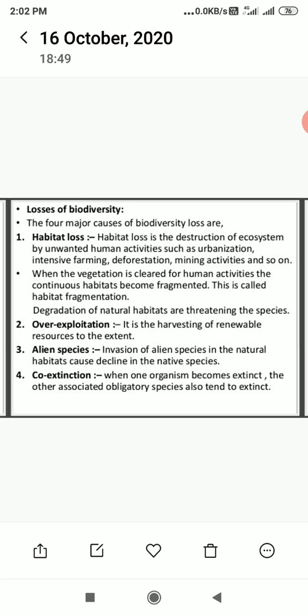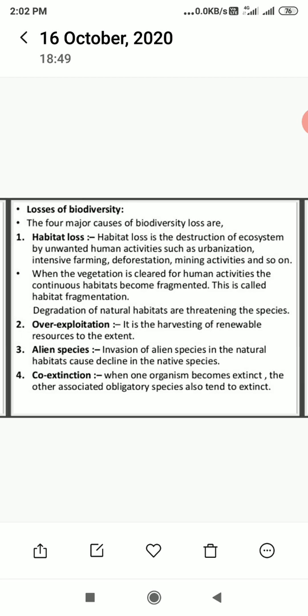Second is overexploitation. When need becomes greed, humans start to overexploit resources, and this overexploitation is responsible for the loss of a large number of species like Steller's sea cow, passenger pigeon, and many marine fishes. They became extinct due to overexploitation by man.